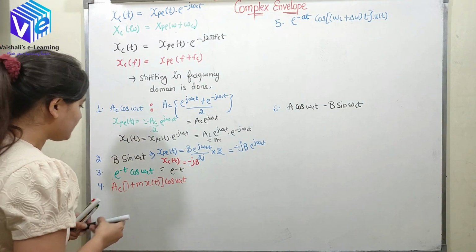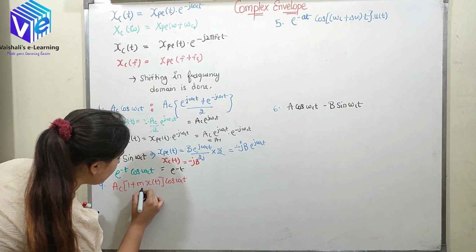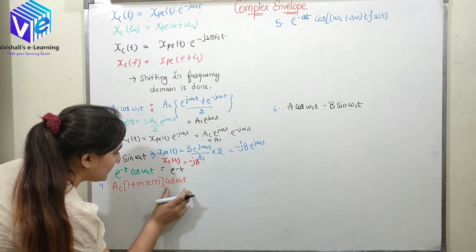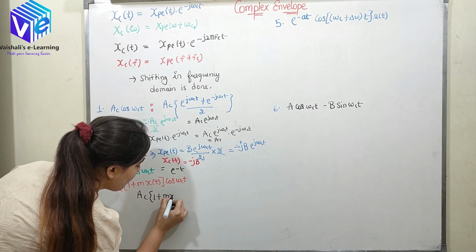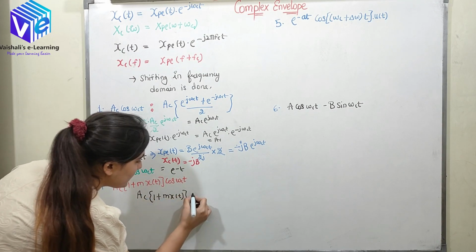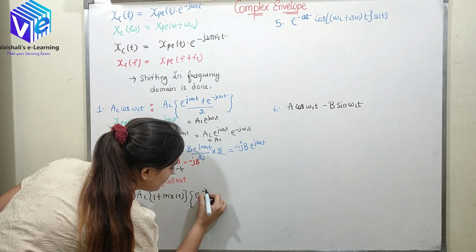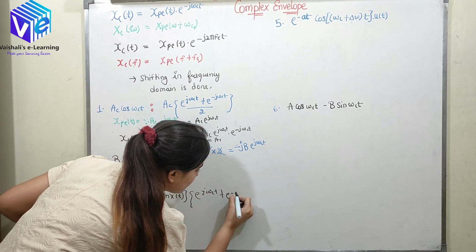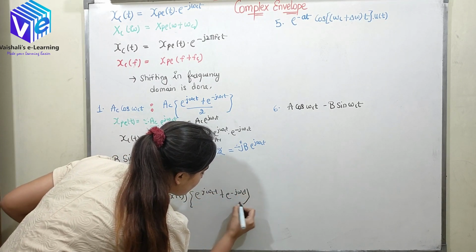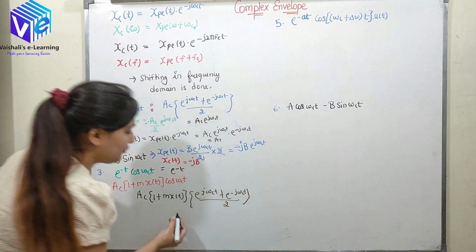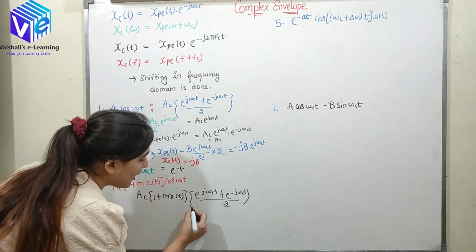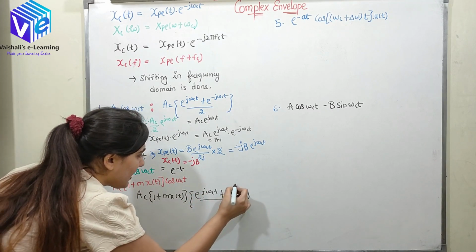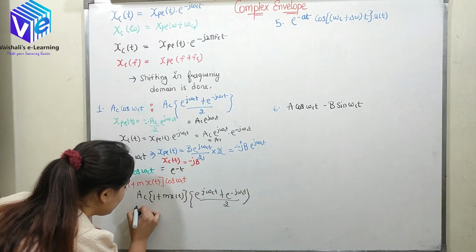Coming to the next question, it states Ac times 1 plus m(x(t)) cos omega c t. Again, I'll look at the cos term. So 1 plus m(x(t)) into Ac multiplied by e raised to power j omega c t plus e raised to power minus j omega c t, upon 2. This gives me the signal representation in exponential form. Now the pre-envelope would be, I'll reject this term and multiply this with 2.